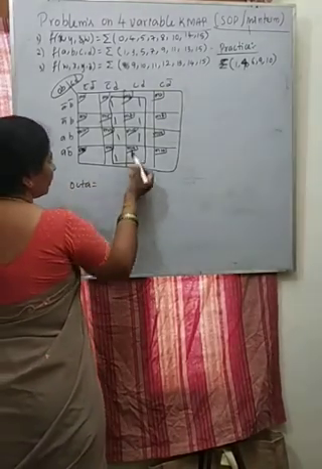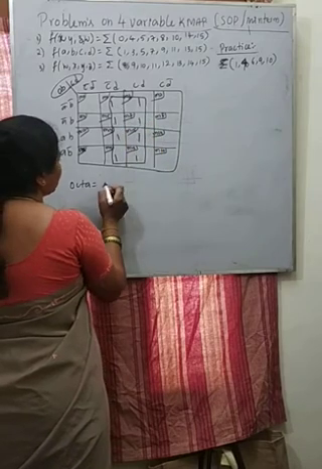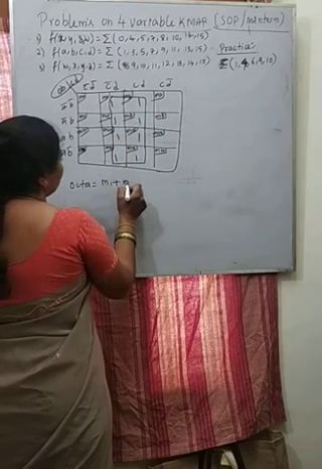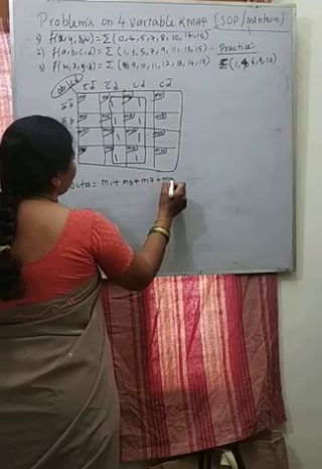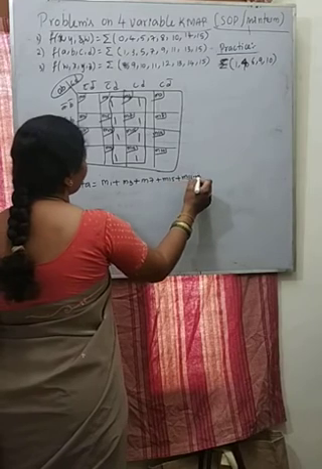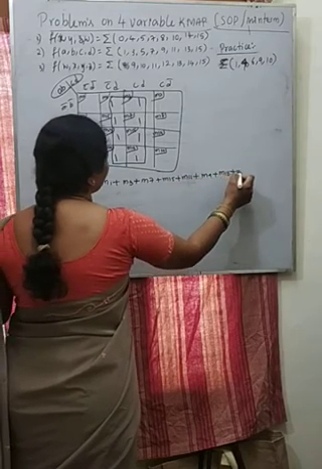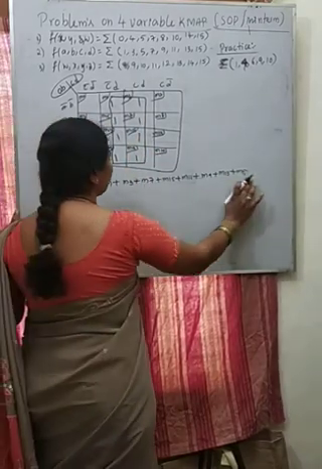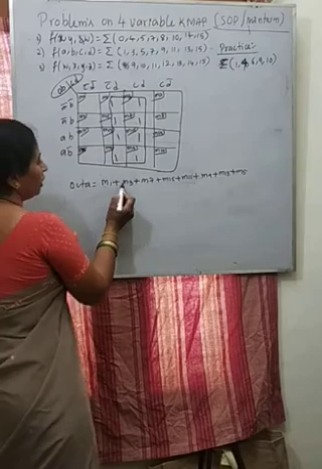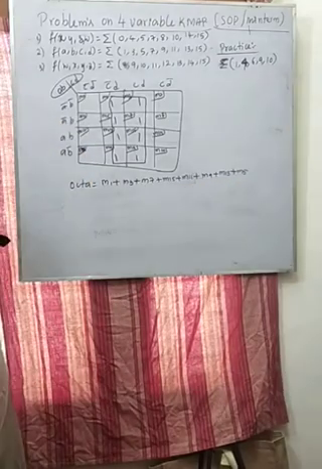Octa is a combination of how many terms? 1, 2, 3, 4, 5, 6, 7, 8 terms. That is M1, M3, M7, M15, M11, M9, M13, M5. See, any order you can write, but all 8 terms should be present in the group. 8 terms are present here.